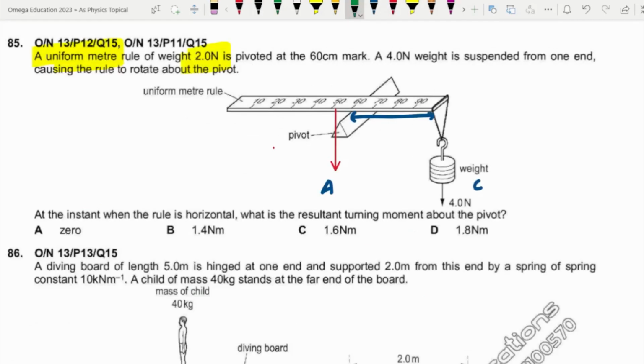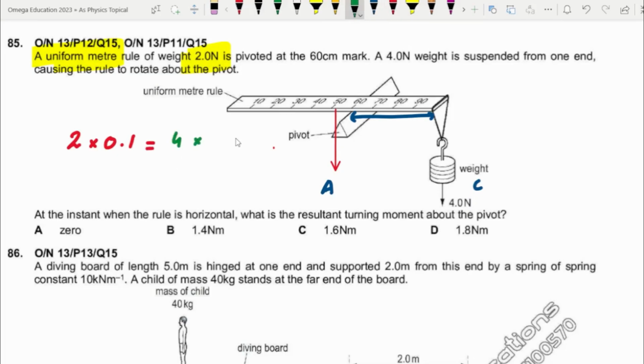The other important thing is all the answers in this question are given in Newton meter. So whenever we are writing the distance, we'll be converting the distance into meters. So for the weight, we have W times 2.0. W times the distance of that force from the pivot, from 50 to 60, would be 10 centimeter, and 10 centimeter means 0.1 meter. And that equals, the other force is 4 Newton.